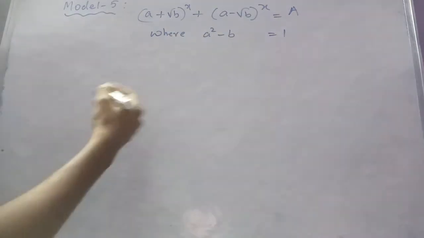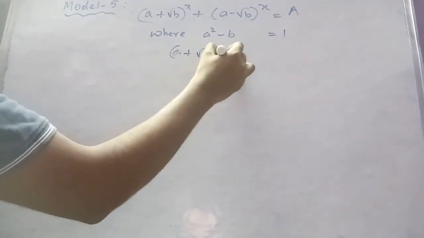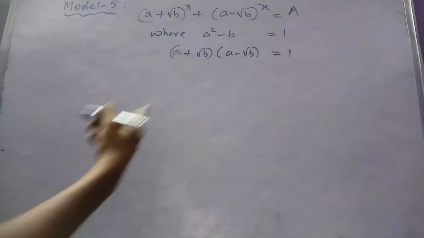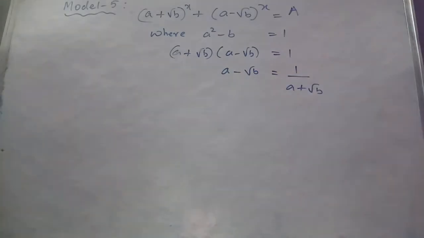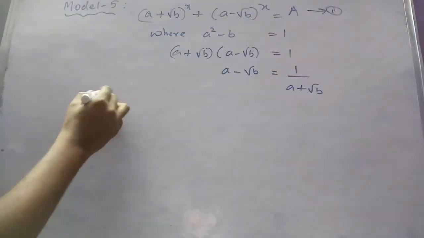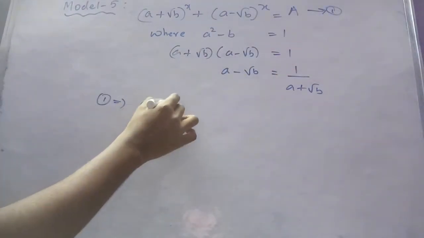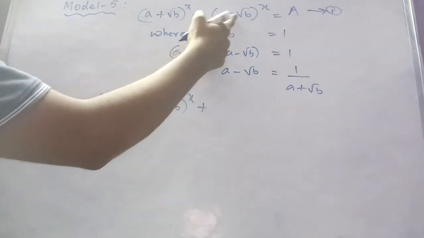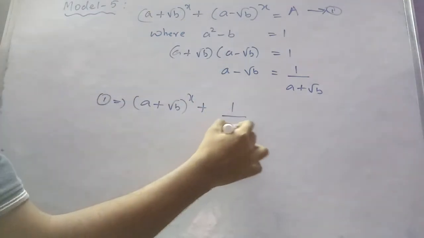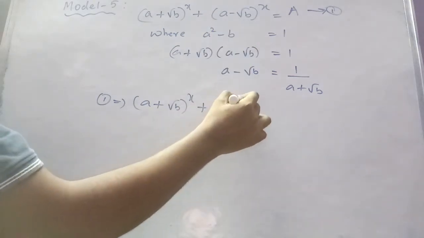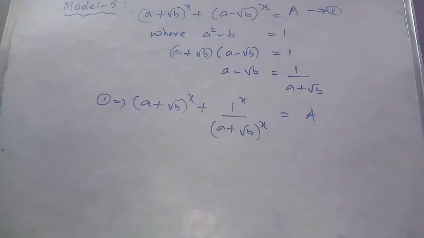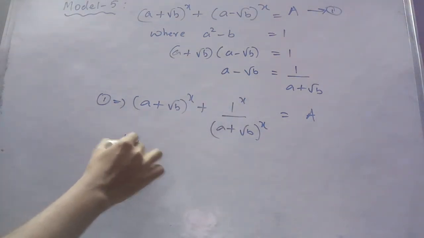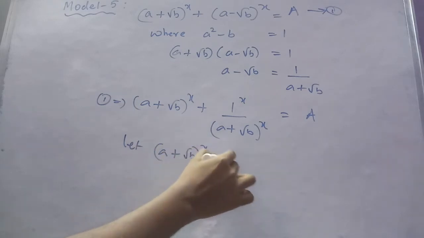Of course a² − b is nothing but (a + √b)(a − √b), right? From here we can say that a − √b is equal to 1 divided by (a + √b). And we will substitute this in the main equation. The first one doesn't change. In place of a − √b, I will write 1/(a + √b), and the power x will be given to the numerator and also to the denominator, which is equal to a. We know that 1 power x is nothing but 1. So I will let (a + √b)^x be equal to some t.